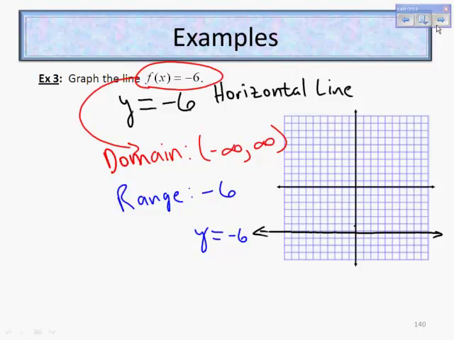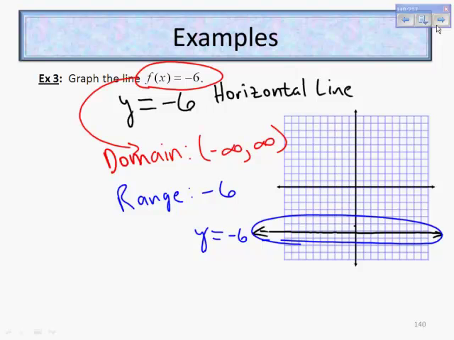From looking at the graph, if I look at where my graph covers the y-axis, it always stays constant at y equal to -6. At any point on that graph, the x value is changing, which is why my domain is all real numbers, but my range, my y value, never changes. My y value is always -6.